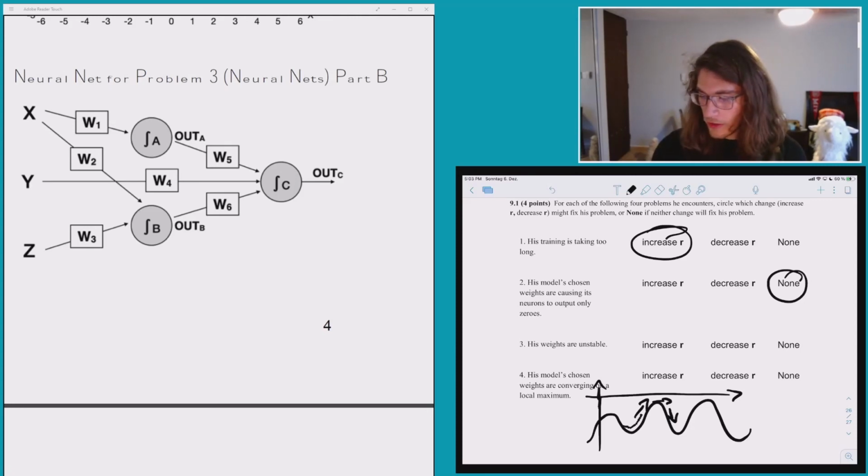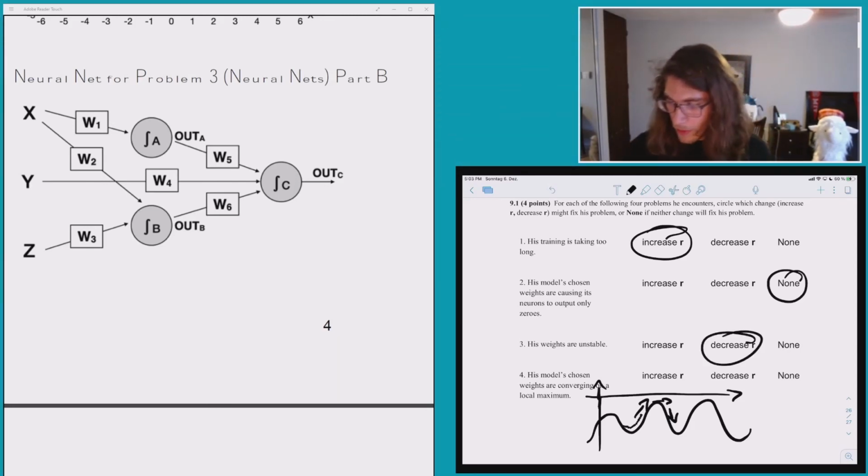The weights are unstable. That typically can be solved with decreasing the learning rate, and what is meant by weights being unstable, I'm going to reuse this graph at the bottom.